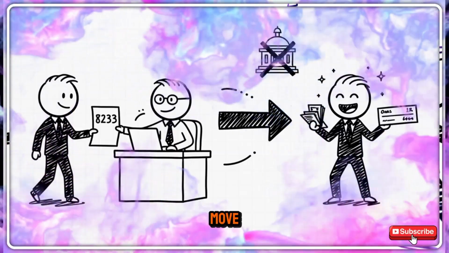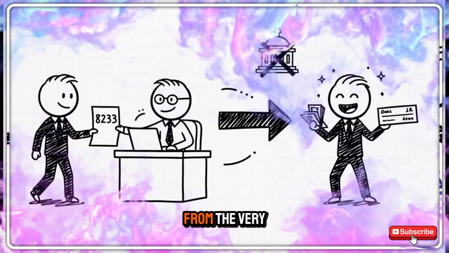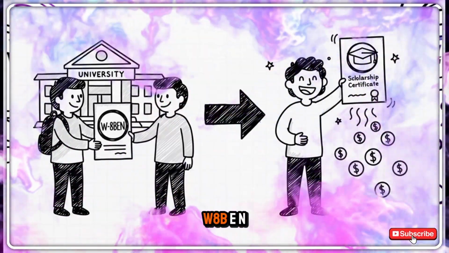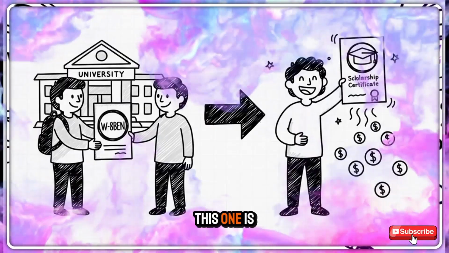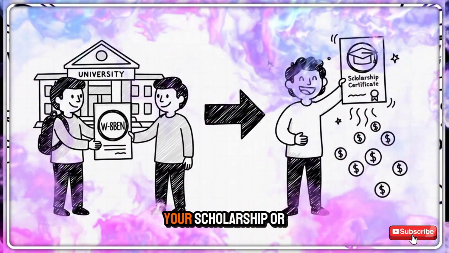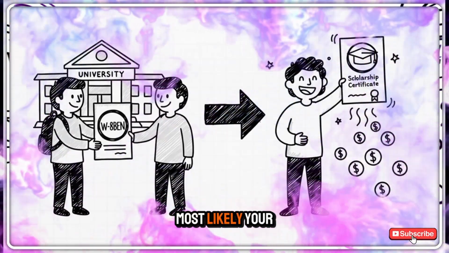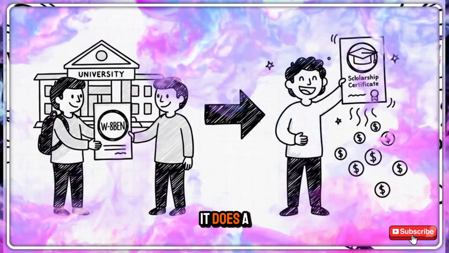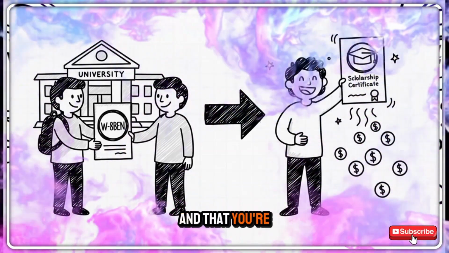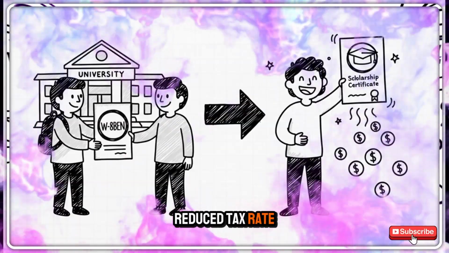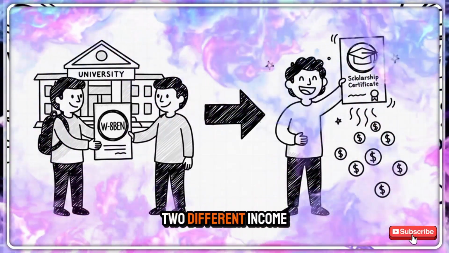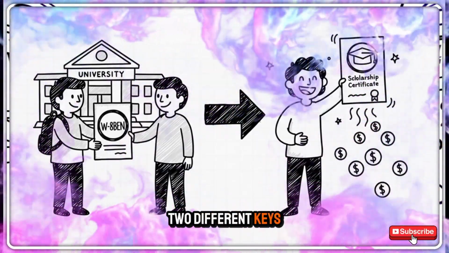It's a proactive move that keeps that money in your pocket from the very first paycheck. Now for that other key, Form W-8BEN. This one is for your non-service income. So you'll give this to whoever is paying your scholarship or grant, most likely your university. It does a similar job. It certifies that you're a resident of a treaty country and that you're eligible for a reduced tax rate or even a zero rate on that grant money. Simple, right? Two different income streams, two different keys.